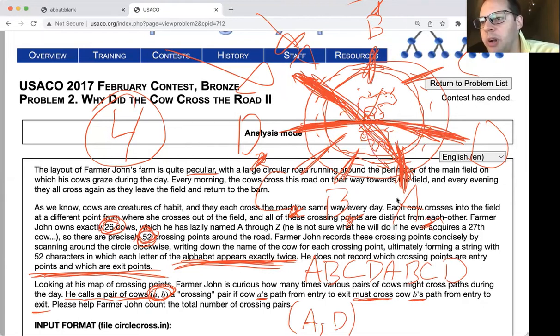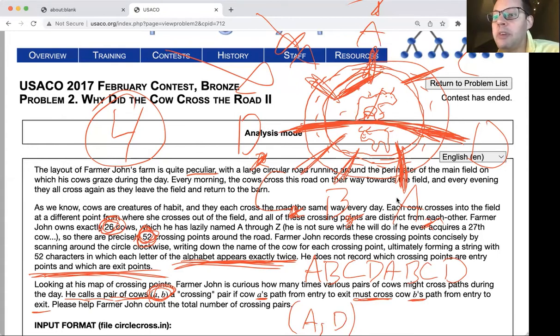In this case, I pretty much made everything a crossing pair, but that's not necessarily the case. For example, if A had an exit and an entrance right next to itself like this, then instead of going through the middle, A would go like this, and then they would not be a crossing pair because A could just go from its entrance to its exit without crossing where D's path is going to be. So that would be an example where it's not a crossing pair. Please help Farmer John count the total number of crossing pairs.